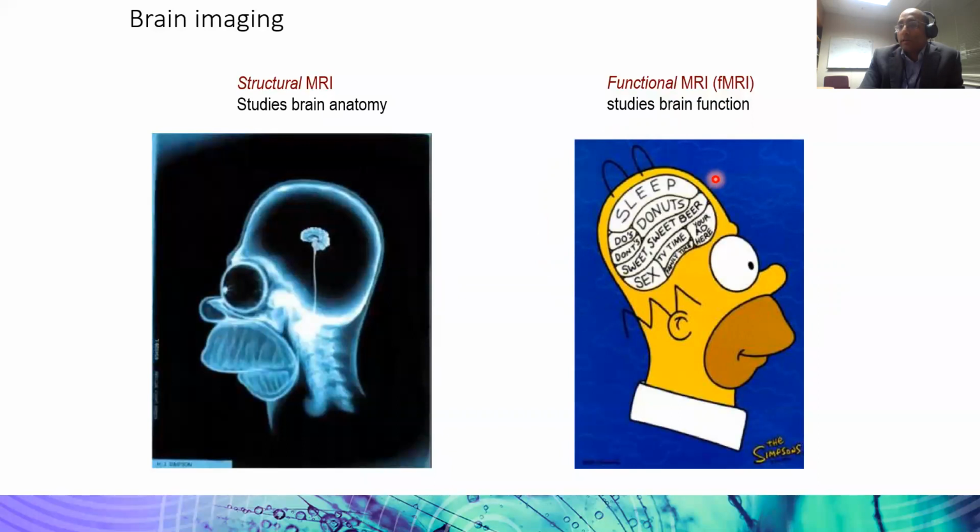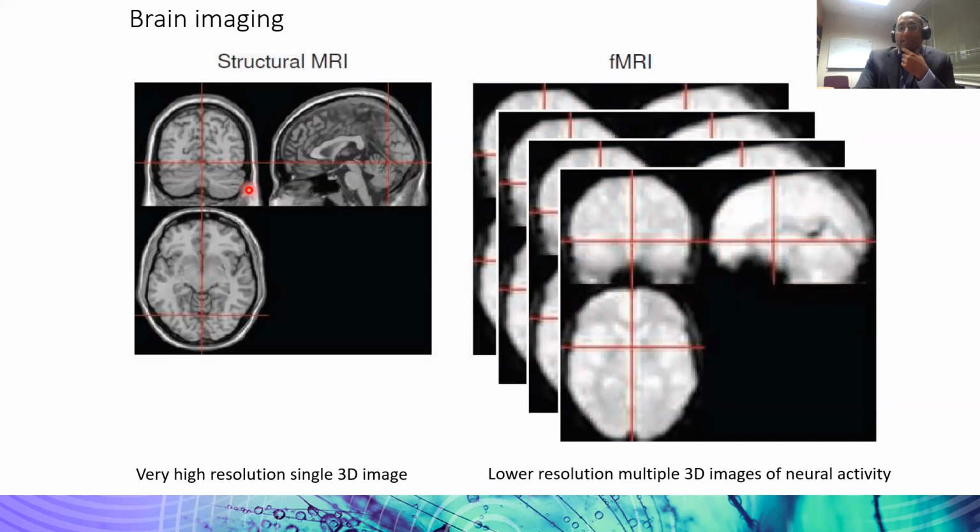One can think of structural MRI as a single, very high resolution image where one can see different brain structures, for example, subcortical structures, white matter, gray matter, cerebrospinal fluid, and so on and so forth. While the functional MRI can be thought of as a movie, a collection of several 3D images of neural activity, which are low resolution.